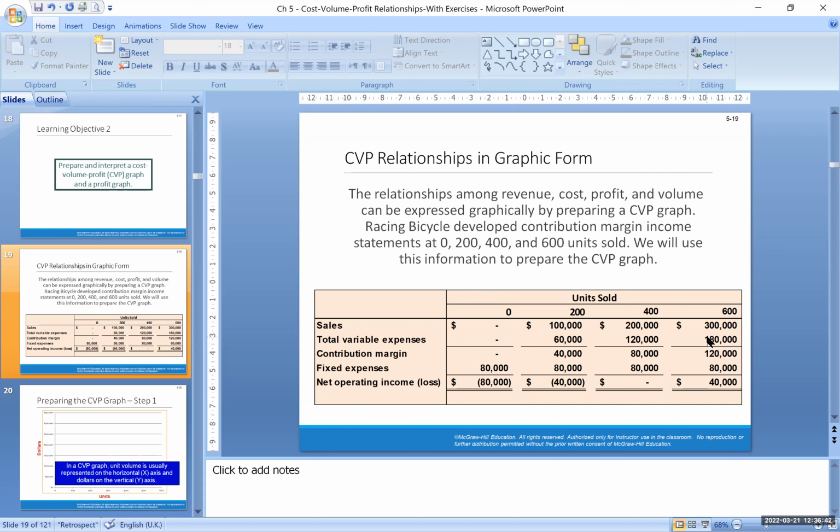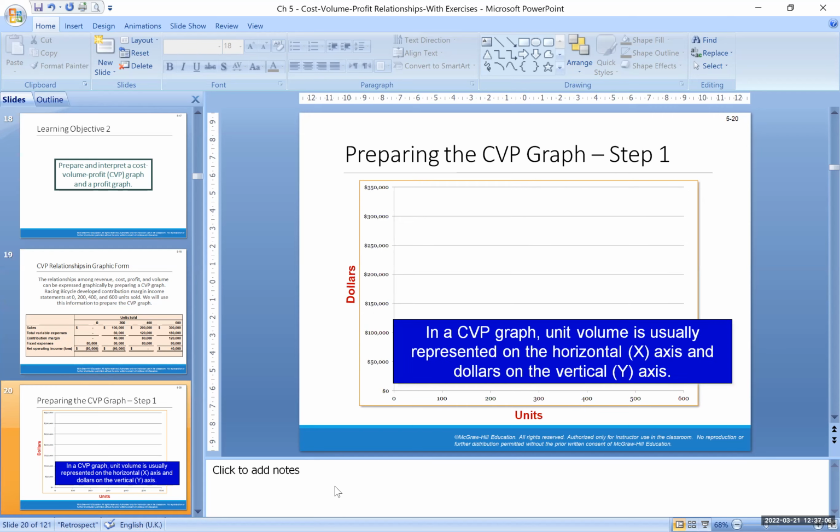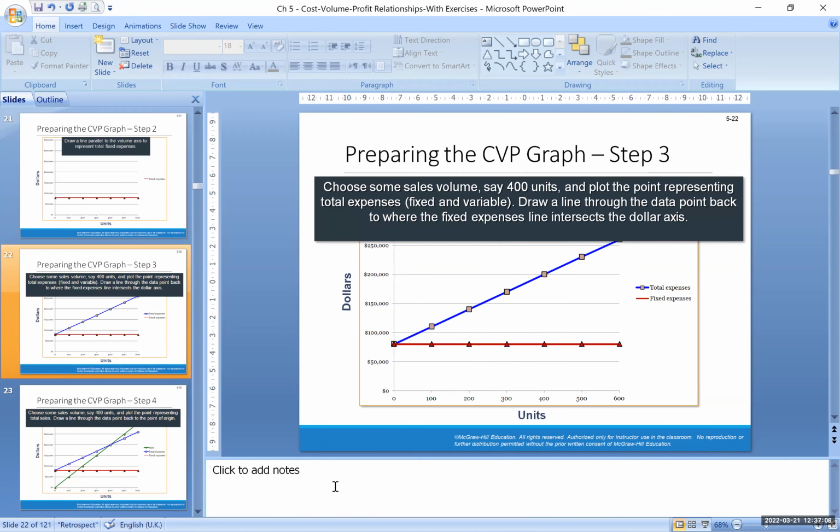But be careful, when we draw the total cost, we are referring to 80 plus the total variable cost. This represents the total cost. So for the first, it was 80. For the second, it was 80 plus 60. For the third, it was 80 plus 120. For the last one, it was 80 plus 180. Okay. This gives the blue line representing the total cost.